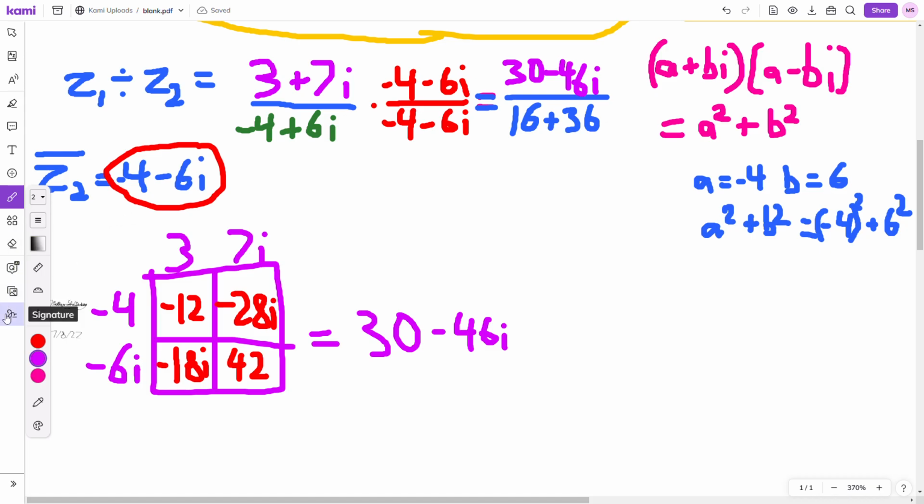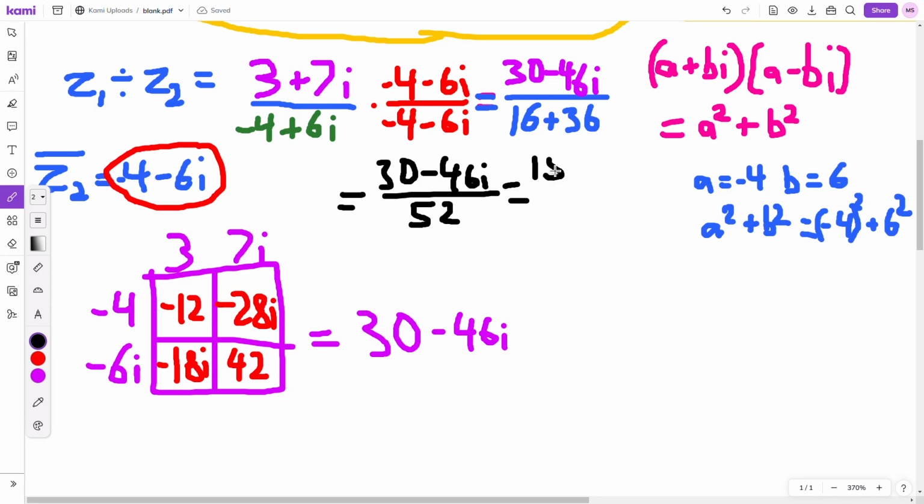And now we need to simplify. So this becomes over 52, right? This is 30 minus 46i over 52. And we can divide top and bottom by 2. So this will be 15 minus 23i. And we can already split up the denominator, 26, 26. And because those are relatively prime, we're done.